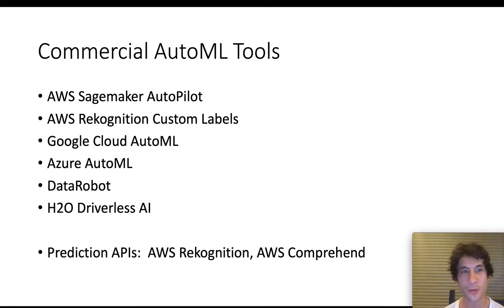Some commercial AutoML tools include on AWS, SageMaker Autopilot for tabular data, and Rekognition Custom Labels for image data. Google Cloud's cloud service also offers a nice AutoML suite that can handle image data, text data, or tabular data, as does Microsoft's Azure cloud platform. Finally, some other companies also offer AutoML offerings that may be able to run on multiple cloud platforms, including DataRobot and H2O Driverless AI. The final set of tools we will briefly touch on are prediction APIs.